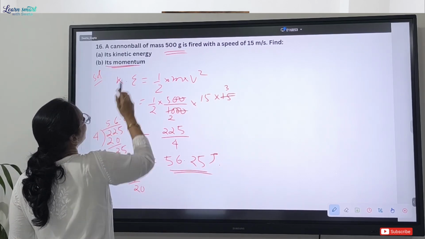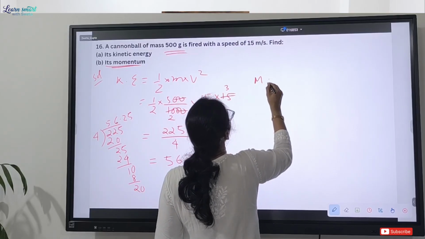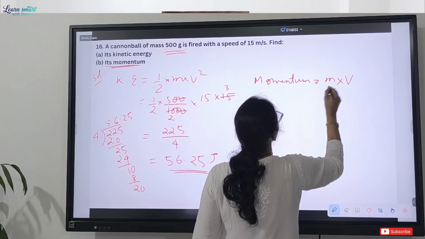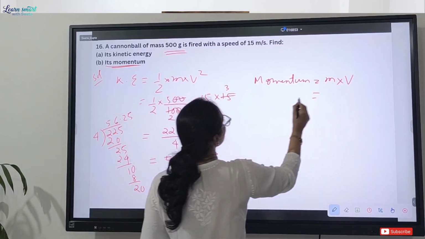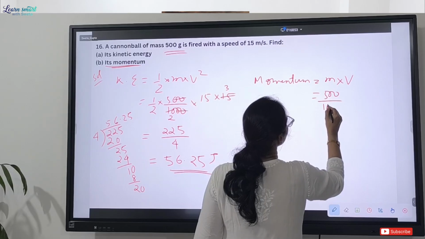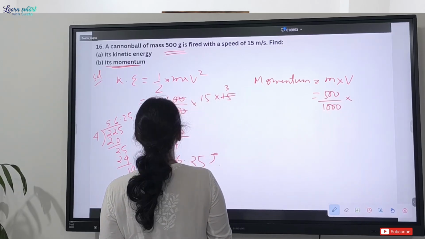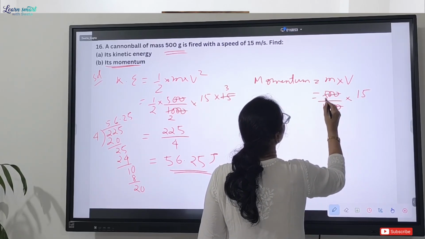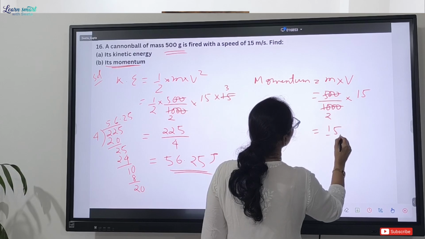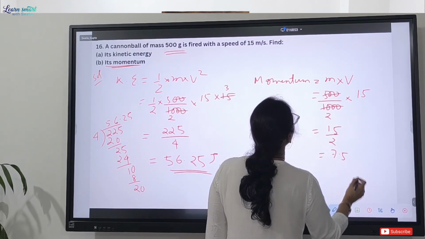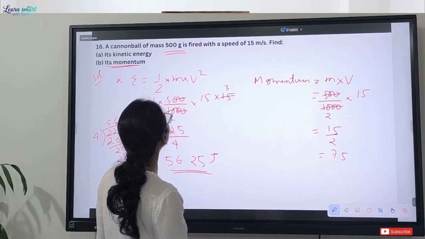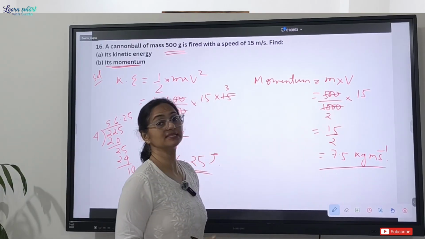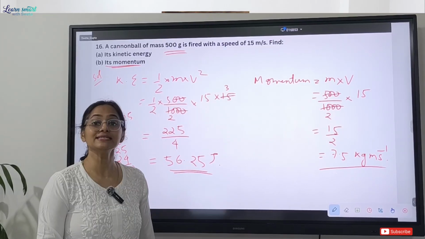Now we have to calculate its momentum. So momentum is how much? Momentum is equal to mass into velocity, and mass is given to you as 500 gram upon 1000 converted to kg, and velocity is 15 meter per second. 15 upon 2, which is 7.5. And what is the unit of momentum? Mass into velocity, kg meter per second. So momentum will be 7.5 kg meter per second. Let's see the next question.